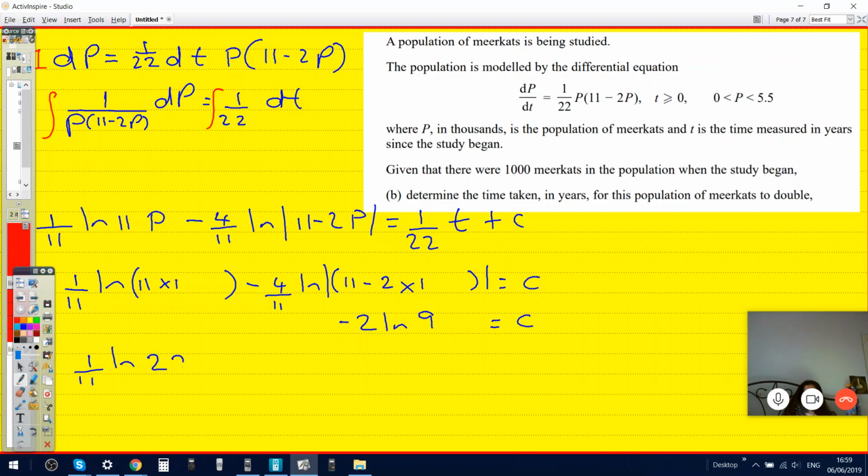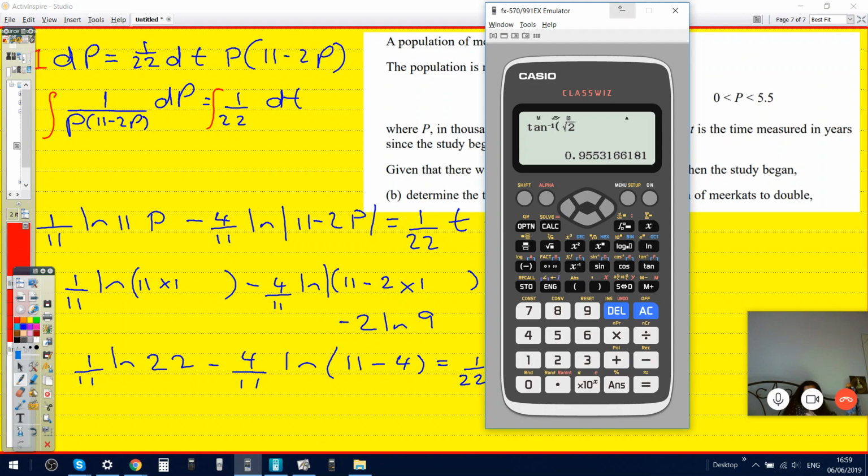I've got too many words in these maths papers. That is minus 4 equals 1 over 22 t plus, what was it, 2 ln 9? Minus 2 ln 9. And that's just a linear equation, so that can go into the solver.